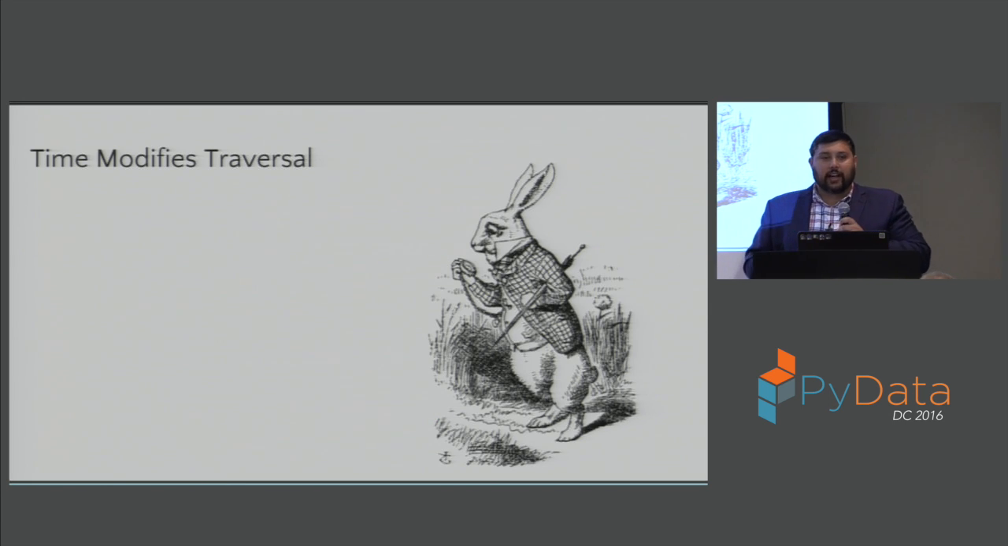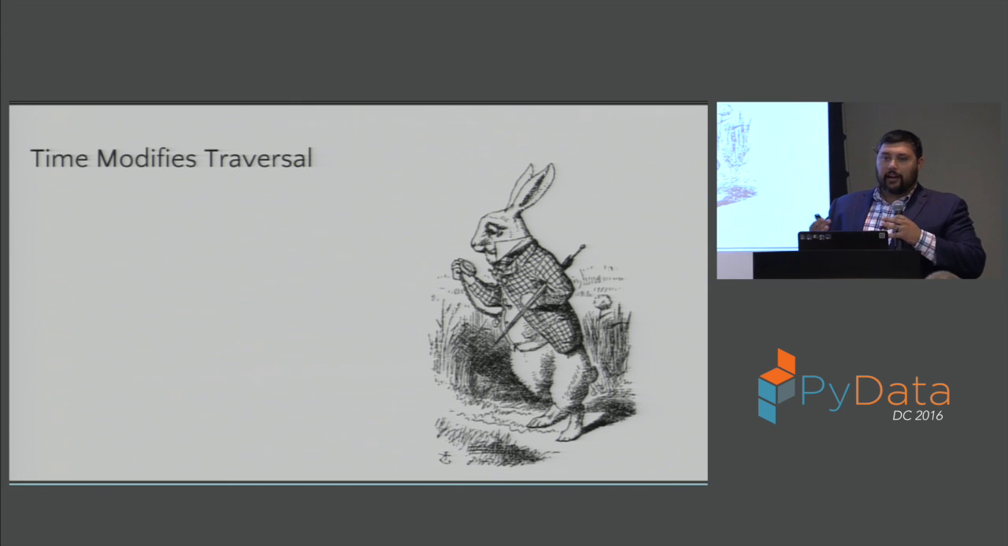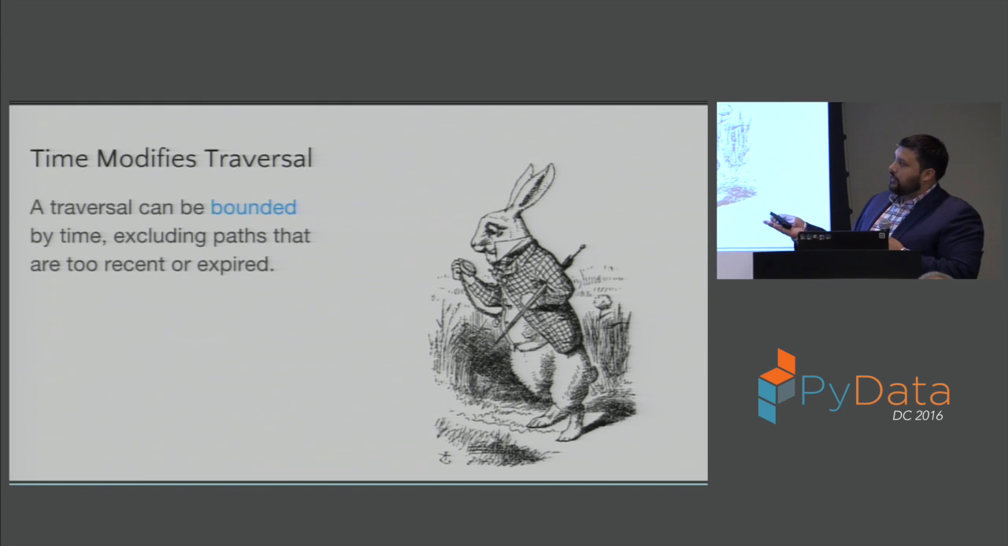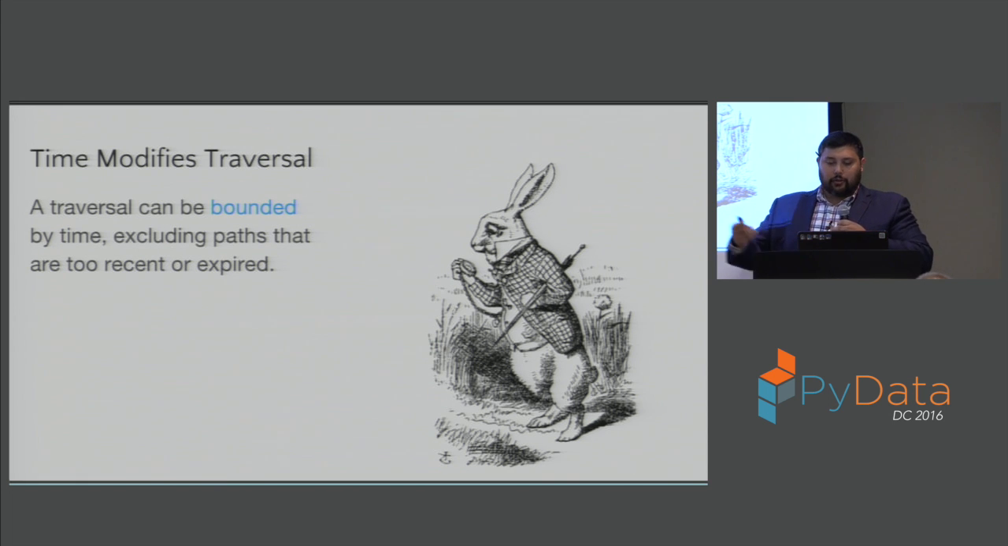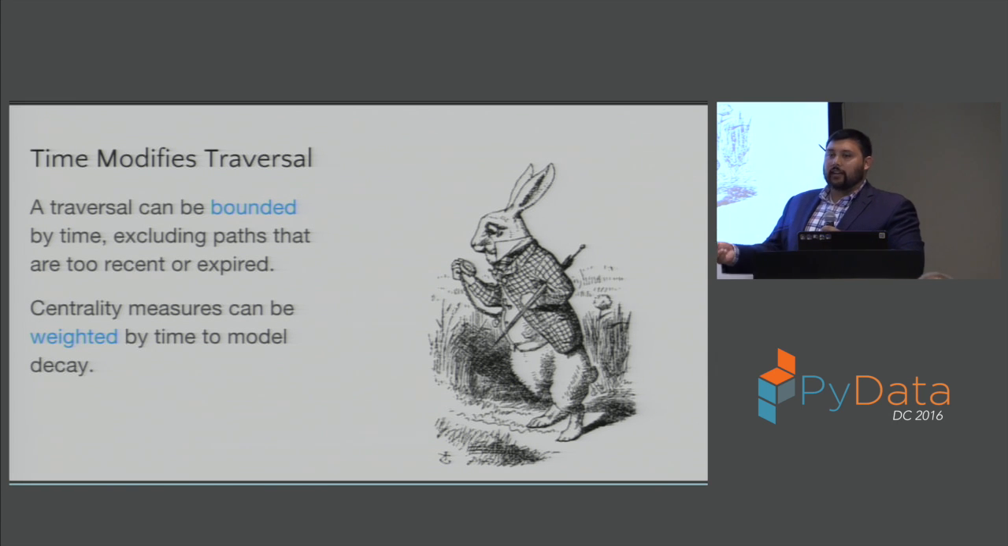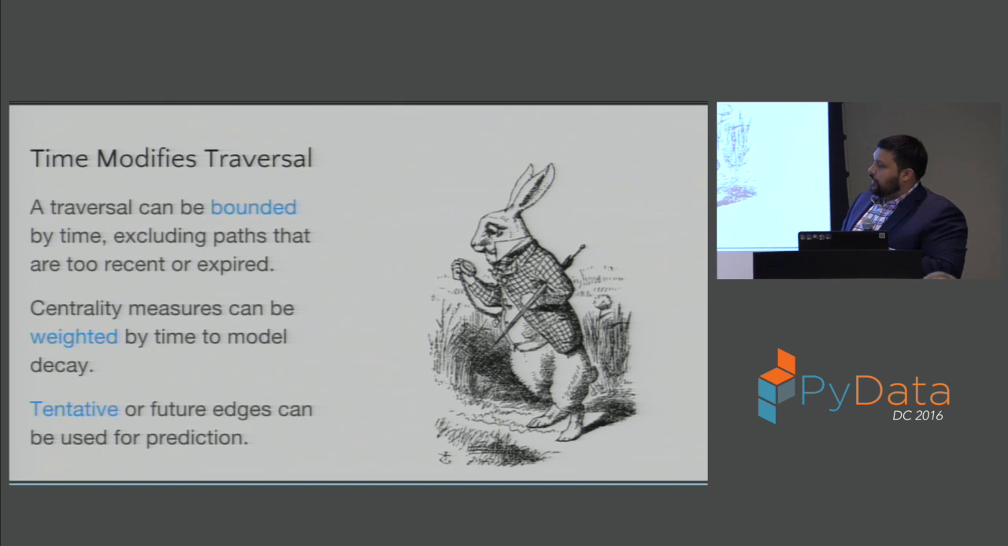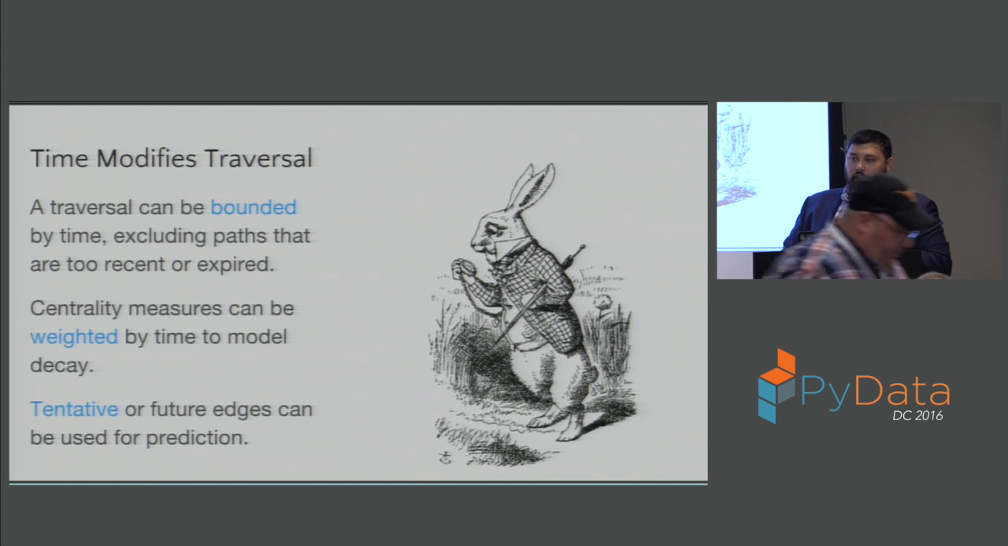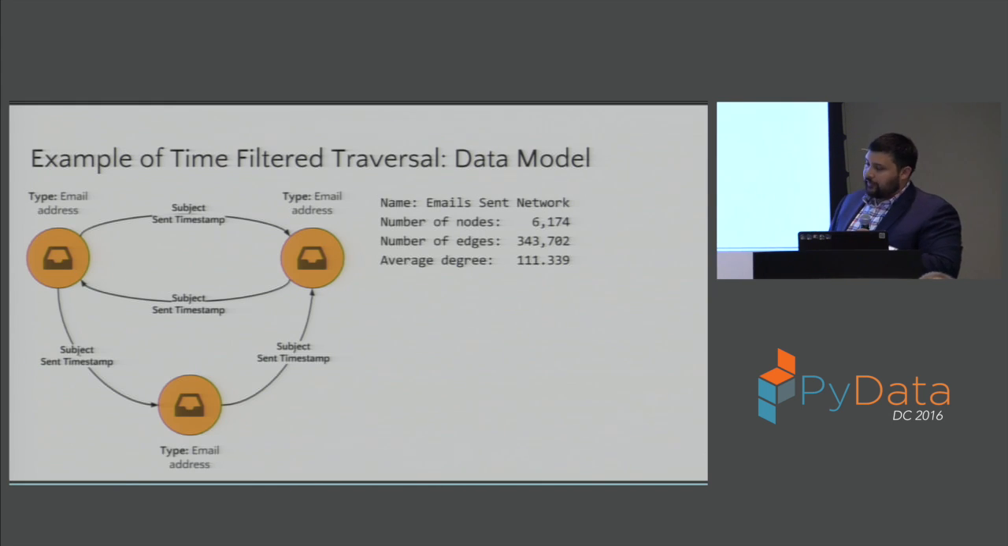Okay, so now that we've got time in our graph, remember I told you there's all these graph algorithms, so what do we do with it? Well, time modifies traversal. The first thing we think of is that traversal can be bounded by time, so you exclude paths; you don't go down a path if it's too recent or has expired. Finally, you can use centrality measures, which I'll talk about in a little bit, that can weight time, and by doing this, you can start to model decay. So how long ago was it, and what is the weight of that relationship over time? And the next thing you can do is use tentative or future edges, which you saw in the last graph.